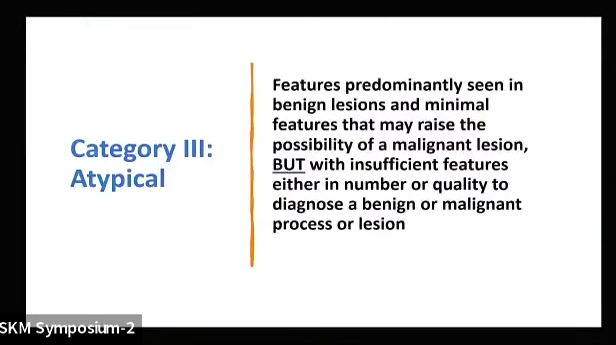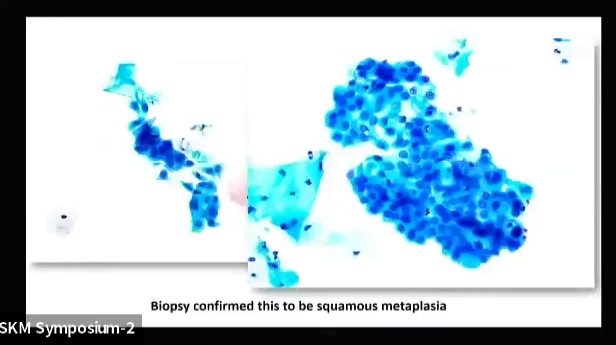Category 3, based on the WHO categorization, is atypical. Basically, this indicates that we cannot tell what the lesion represents. There are insufficient features, based either on quantity or quality, so we cannot really slot this lesion into a benign or a malignant process. So that is basically the essence.